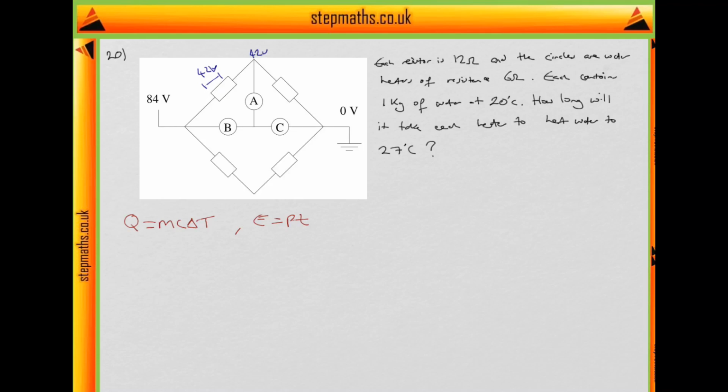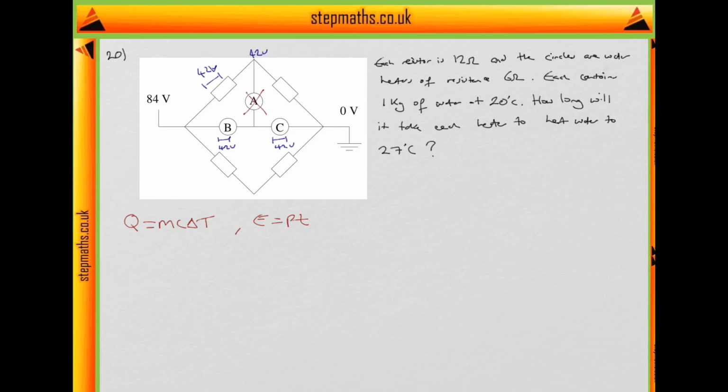But similarly, these two components are in series. So we have 42 volts across here and 42 volts across here. Well, let's think about this. What that means is we have a potential difference of 42 volts here and a potential difference of 42 volts here. So that means the difference between these 2 points is actually 0 volts. And so no current will flow through A.